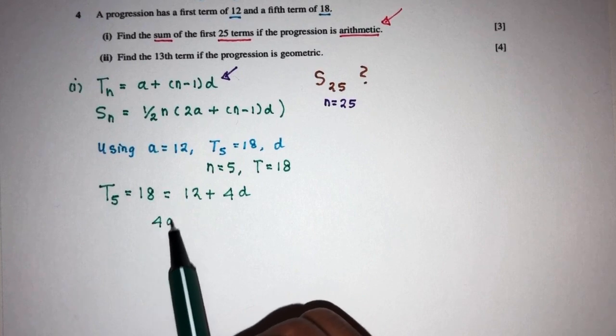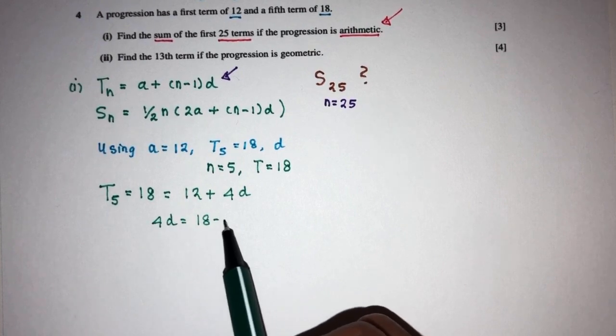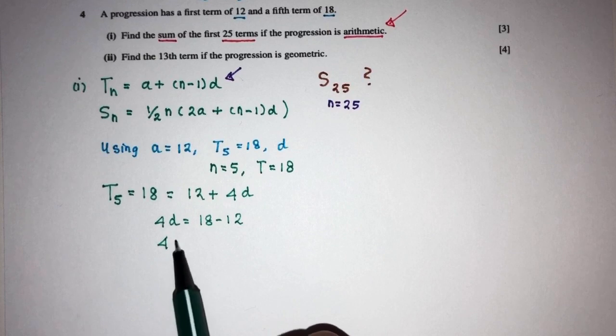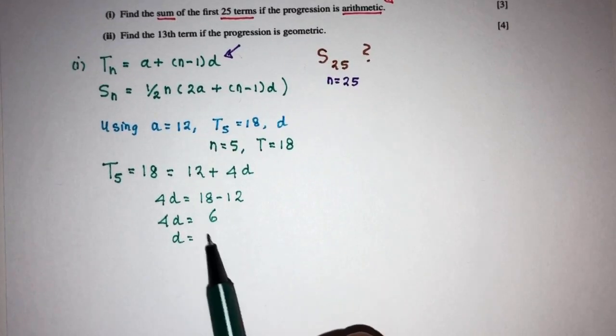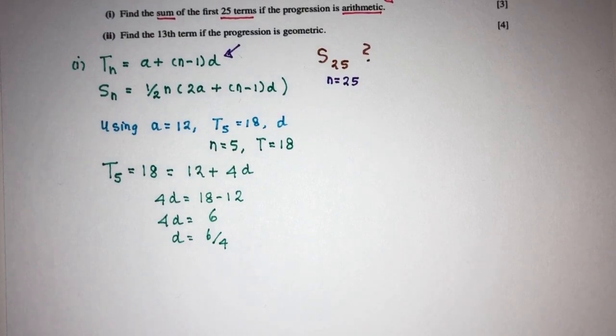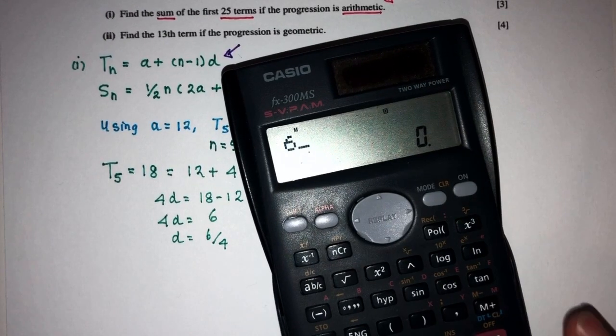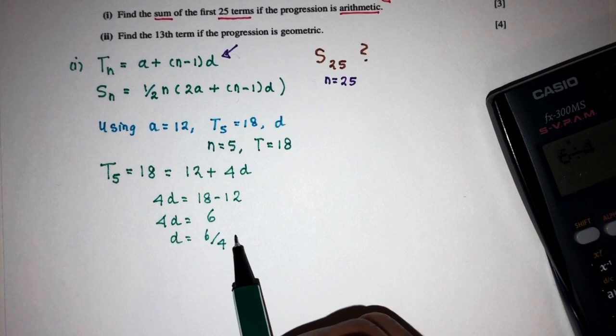Now we have an equation we can solve step by step to find the value of d. So 4d will be 18 minus 12, which is 6, and d will be 6 divided by 4. Again, you can always use your calculator, no problem. That will be 1.5 as your value of d.